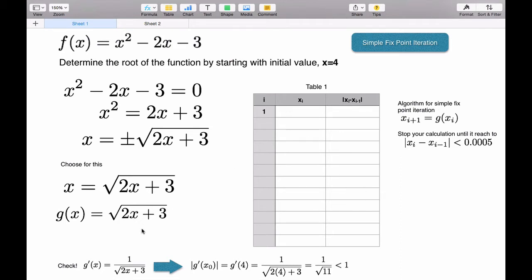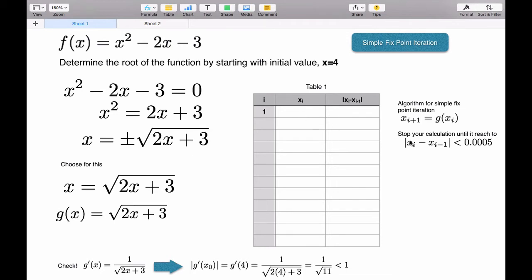Before we start, I just make some checking whether this g(x) is valid or not, or whether the calculation will converge or diverge. I differentiate this g(x) function with respect to x, and this is what I have here. Once I have this, I substitute my x naught, meaning my starting value, which is 4, into the function here, and this is what I have. Obviously this is less than 1, and that means my g(x) is valid to use for the calculation.